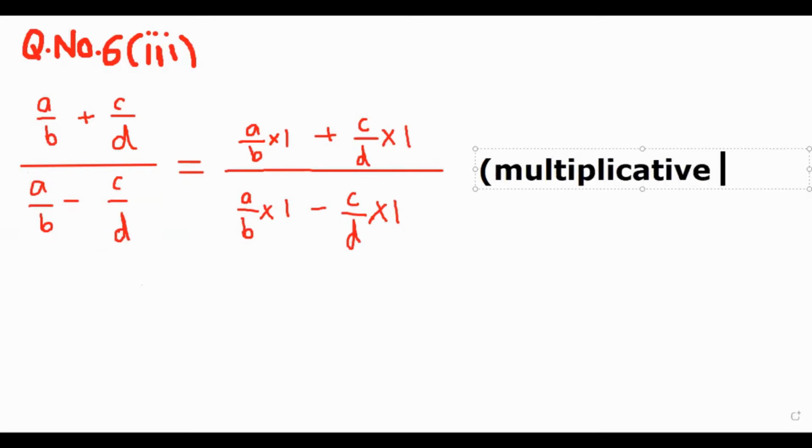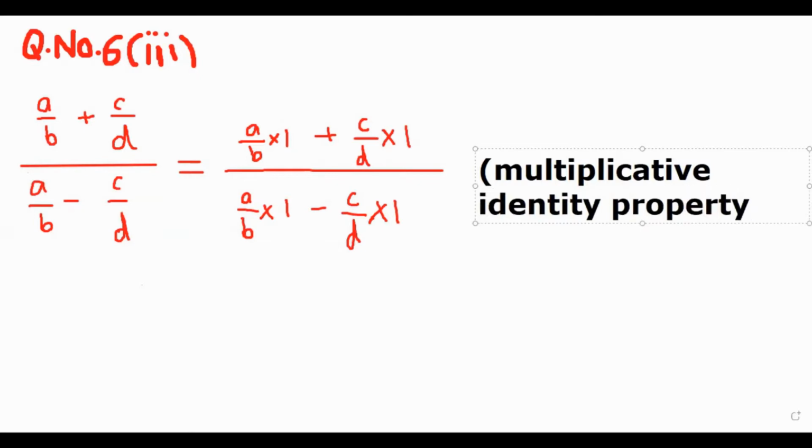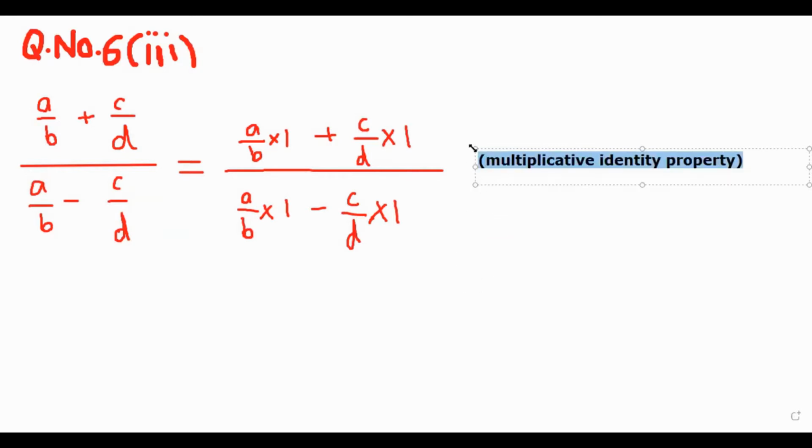Multiplicative identity property, because whenever you are multiplying with 1, that is the multiplicative identity property. So we have used this property. Now we have to proceed ahead and look for the next step. And what is the next step?